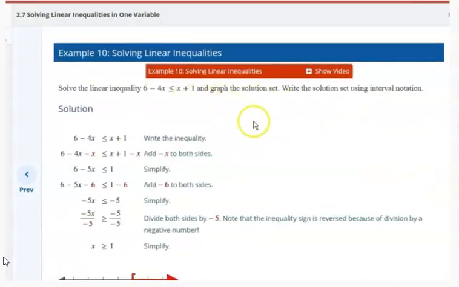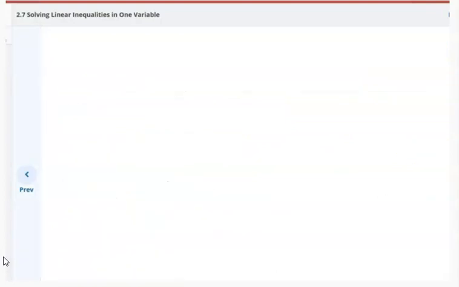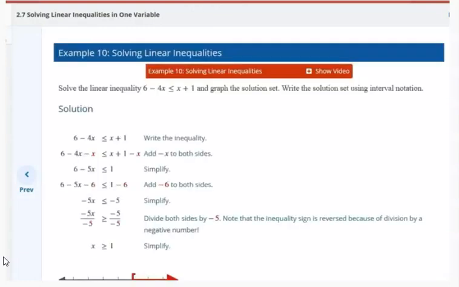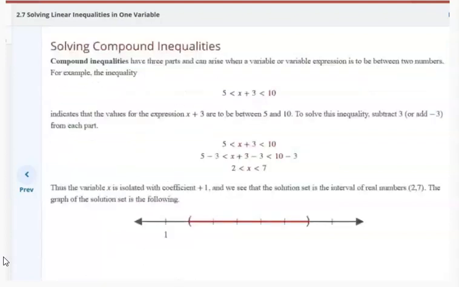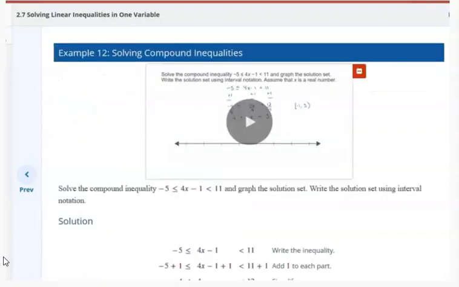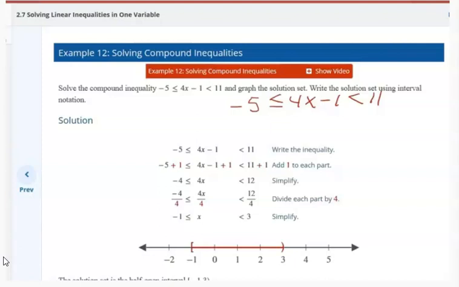We'll skip example 10 because they're done in a similar way. We'll go on to example 11. And skipping 11 as well, going on to 12. All right, this one's a little different, so let's work it from scratch.